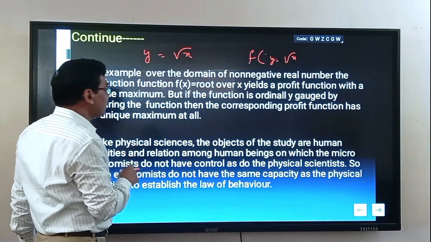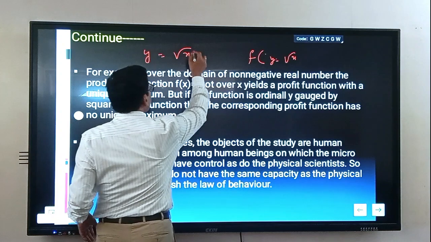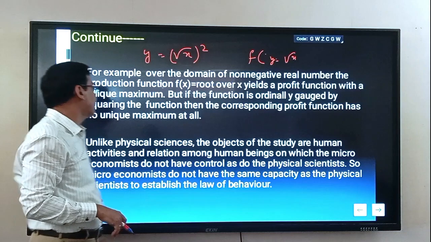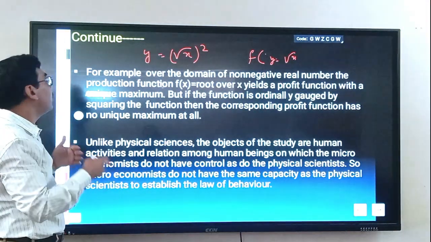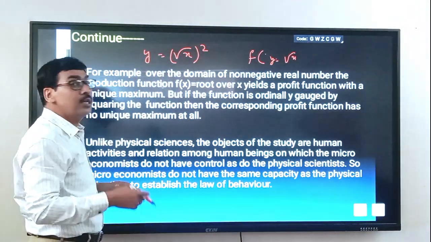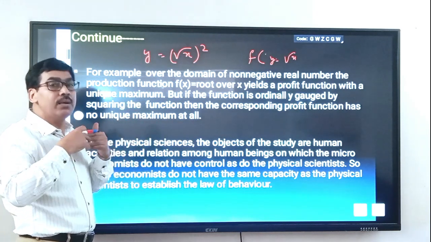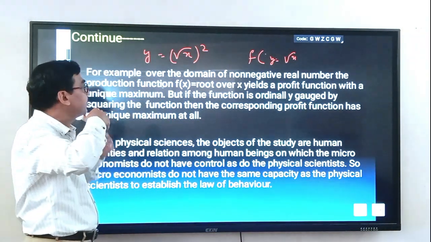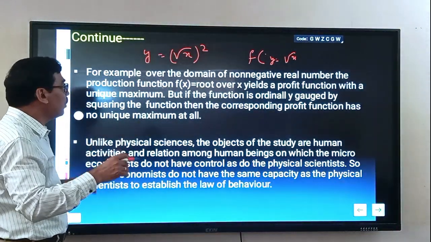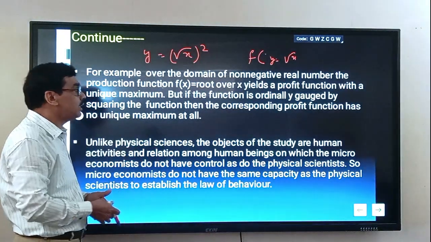But if we change it by squaring it, this becomes a linear function. If it is a linear function, then no unique maximum value exists, because if the production function is linear, the profit cannot be maximized. The more the production, the more the profit, so infinite profit will be obtained whenever production expands.